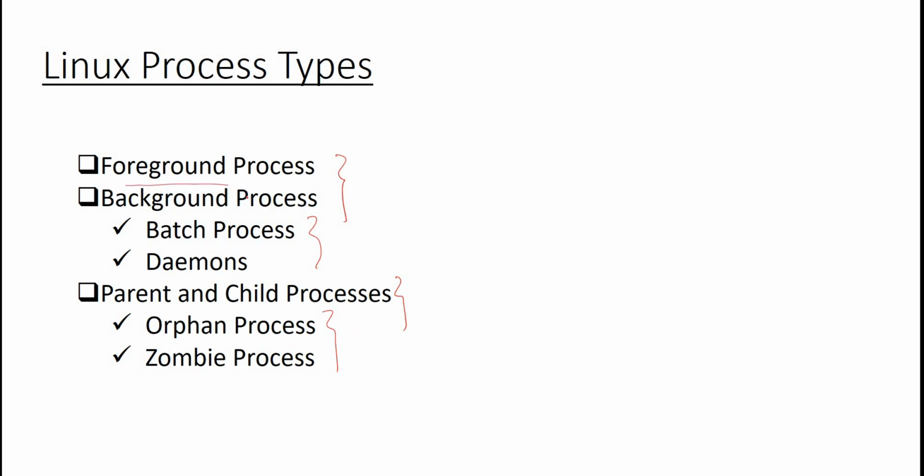Let's start with the foreground process. This foreground process needs interaction with the user. That means these processes will be started manually by the user by logging into some terminal session or from a GUI and so on. For example, the user logged into a terminal session and started a process P, which is a foreground process. Then the user needs to wait until the completion of this process to execute other commands in the same terminal session.